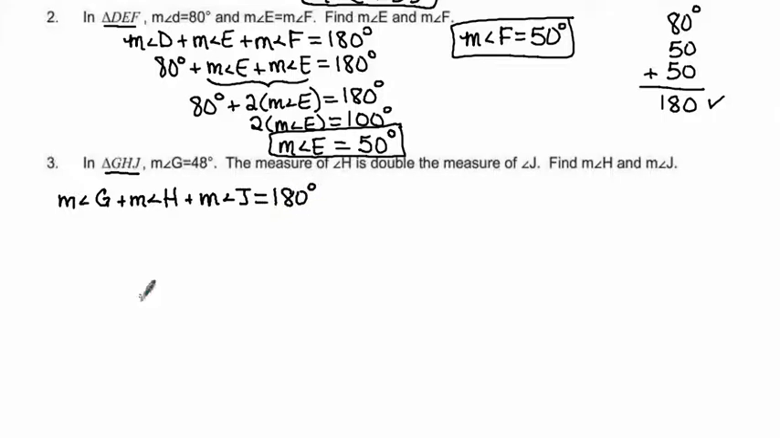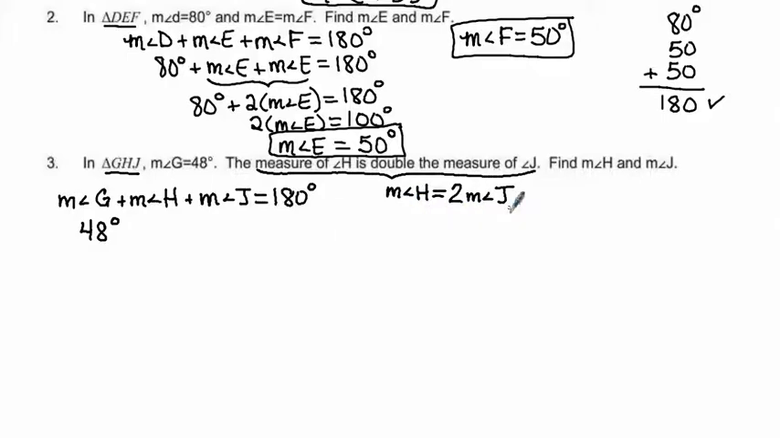We're given a measurement for G of 48 degrees, so we'll substitute that in. And now I've got to deal with this second sentence in the problem. The measure of angle H is double the measure of angle J. So we need to literally translate this into a math statement. The measure of angle H, remember how we write that? The measure of angle H equals double, that means multiply by 2, the measure of angle J.